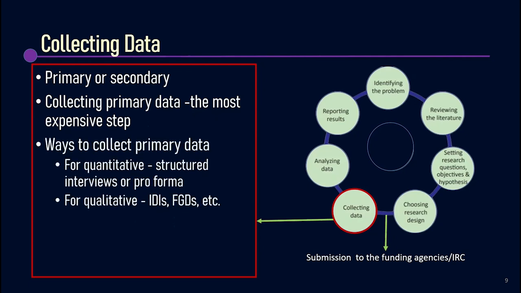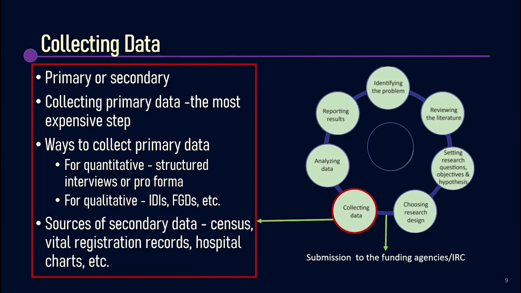There are many ways you can collect primary data. For quantitative data, structured interviews or pro forma are commonly used, whereas for qualitative data, in-depth interviews and focused group discussions are utilized. For the secondary data, census, vital registration records, hospital charts are some examples.